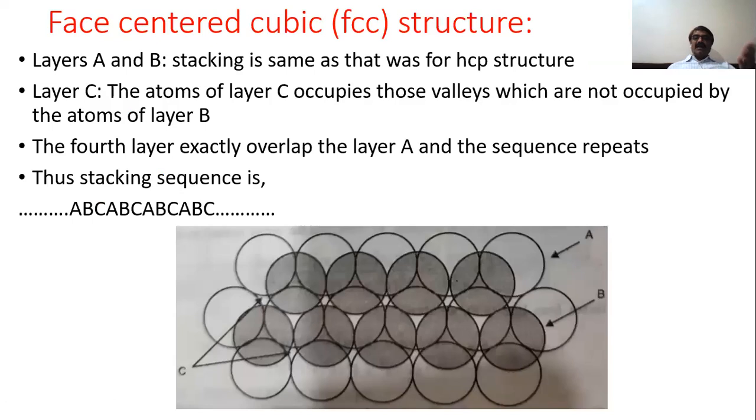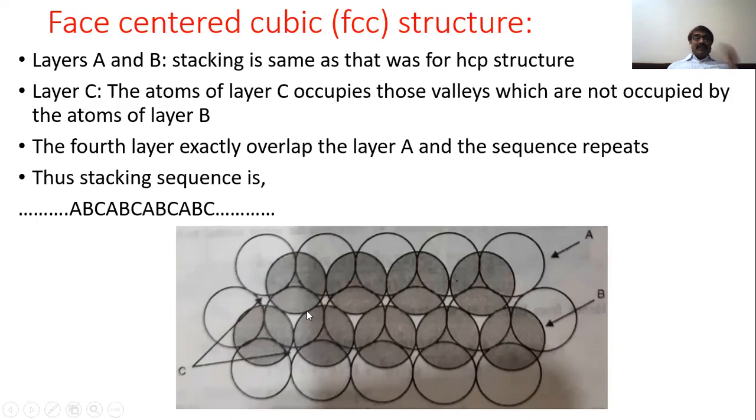Let us have another one, that is FCC, face-centered cubic structure. Now, the layer arrangement has a little difference. What is the difference here? Layer A and layer B have the same stacking sequence as before. Layer A is arranged in such a way that every atom has 6 neighbors in its layer.